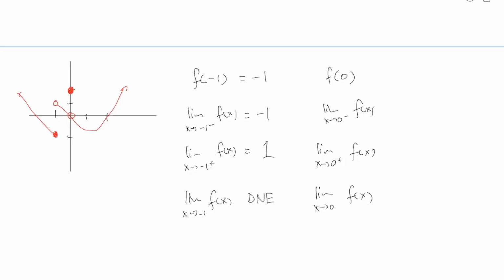As I was walking around, it looked like people were getting this fine. I hope that's true. All right, and the other one, f of 0, that means you look here, you look up to the filled in dot, that's 2. Limit as x approaches 0 from the left.